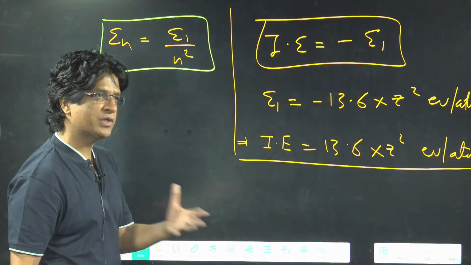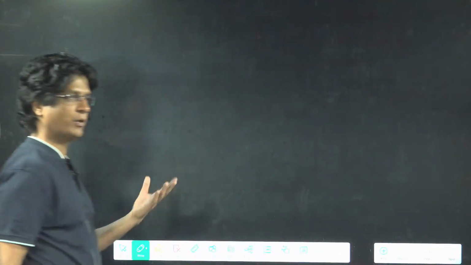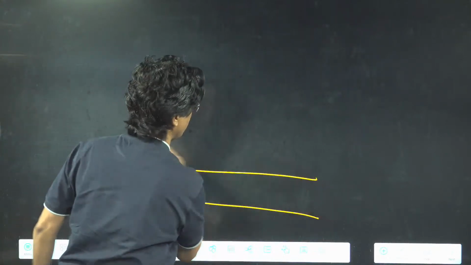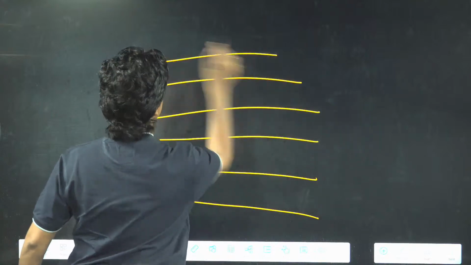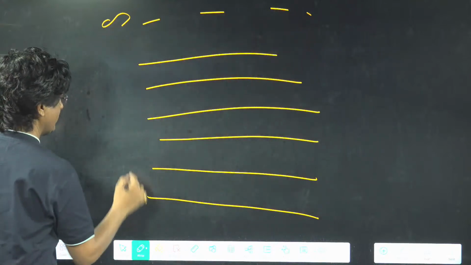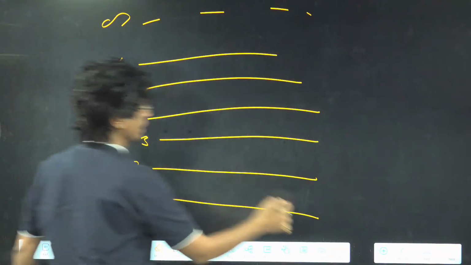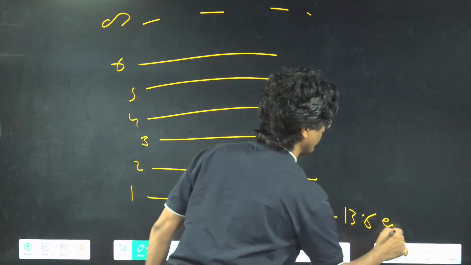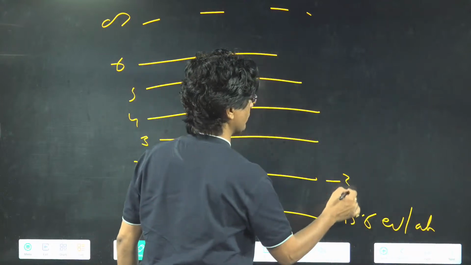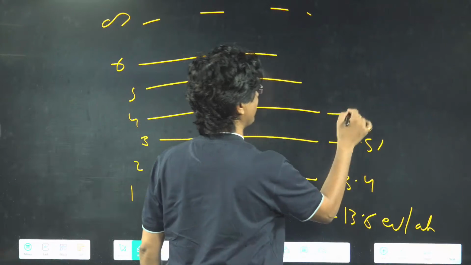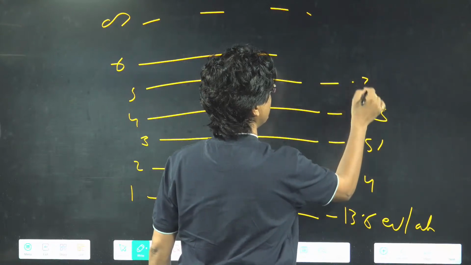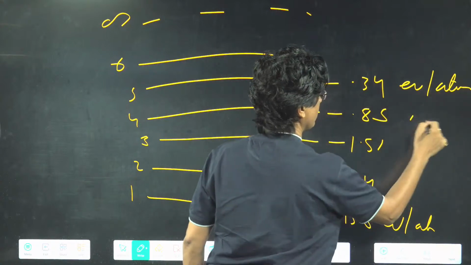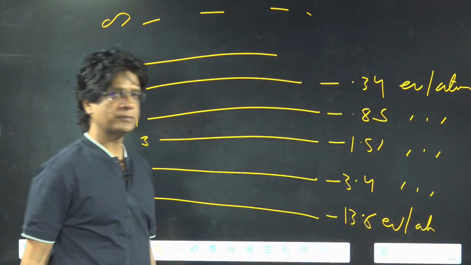Now, certain energies we need to learn. I have discussed earlier also. We'll need it today. If you remember, orbit number 1, 2, 3, 4, 5, and so on till orbit number infinity. This will be minus of 13.6 if I'm talking about hydrogen atom, electron volt per atom. This will be minus of 3.4, minus of 1.51, minus of 0.85, minus of 0.34. All of them electron volt per atom. Remember that.